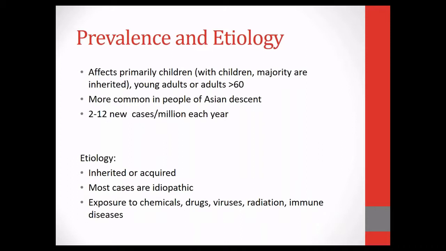Again, aplastic anemia affects primarily children, where the majority is inherited, or young adults, as well as there's a peak in older adults greater than 60. It is more common in people of Asian descent, and the incidence is 2 to 12 new cases per million each year. Again, it can be inherited or acquired. Most cases are idiopathic, meaning that there is no known cause. Other etiologies include exposure to different chemicals or drugs, such as NSAIDs, phenytoin, radiation, viruses, or other immune diseases.